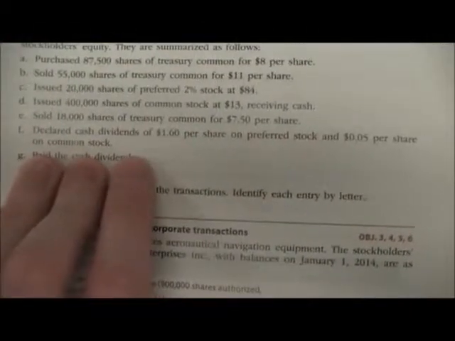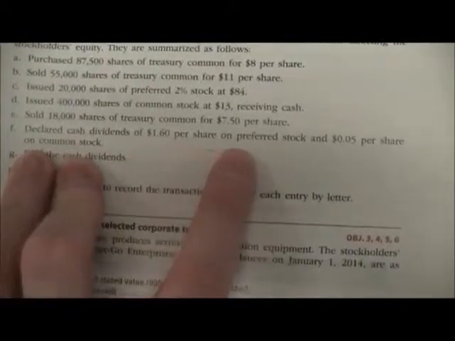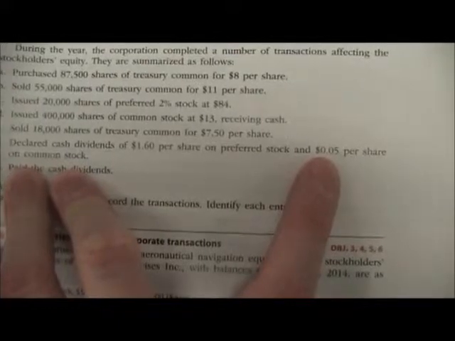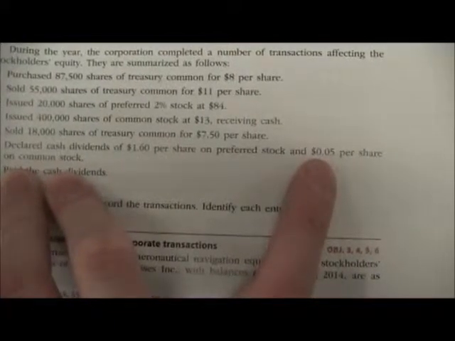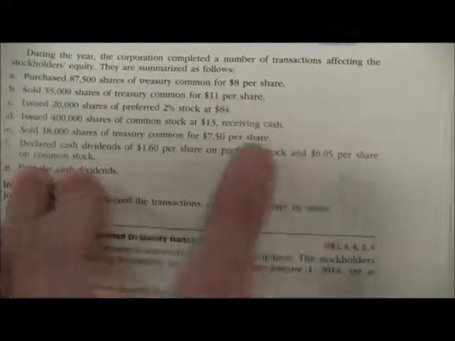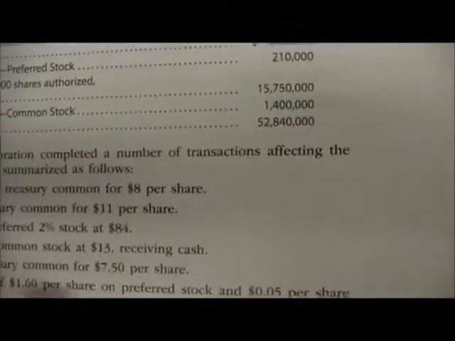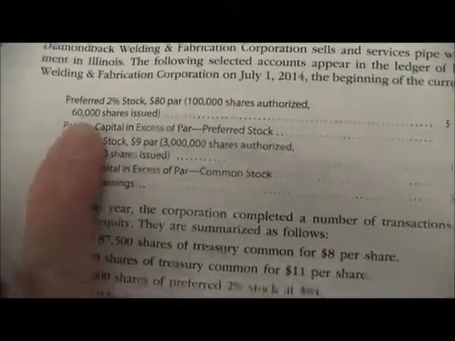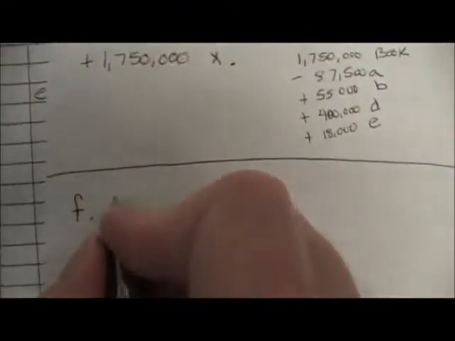Okay, letter F, declared cash dividends of $1.60 per share on preferred and 5 cents per share on common. Okay, we're going to start with the first half of that. They declared a $1.60 dividend on preferred stock. Our textbook tells us that our preferred stock had already issued 60,000 shares.